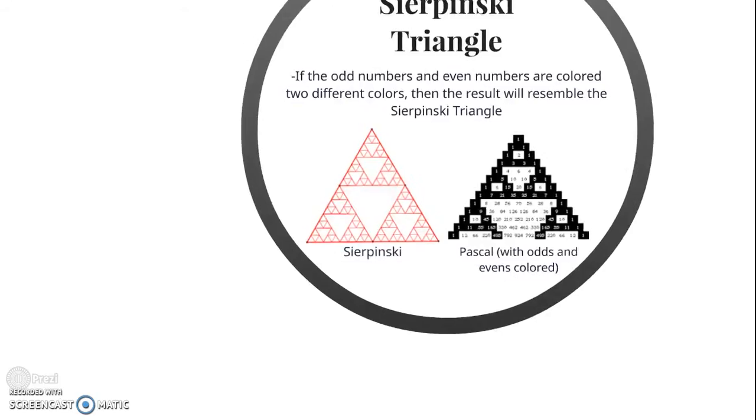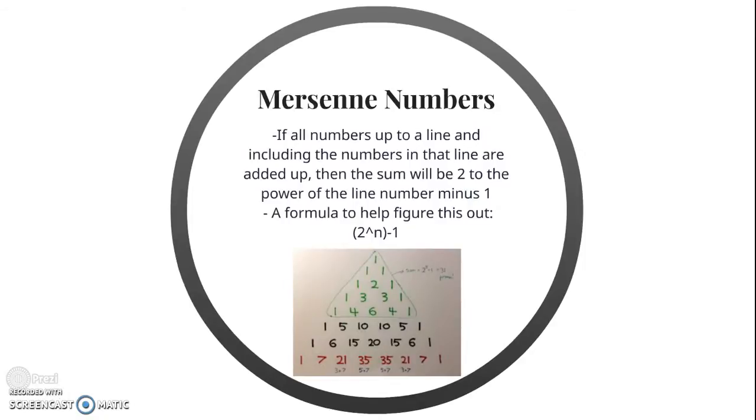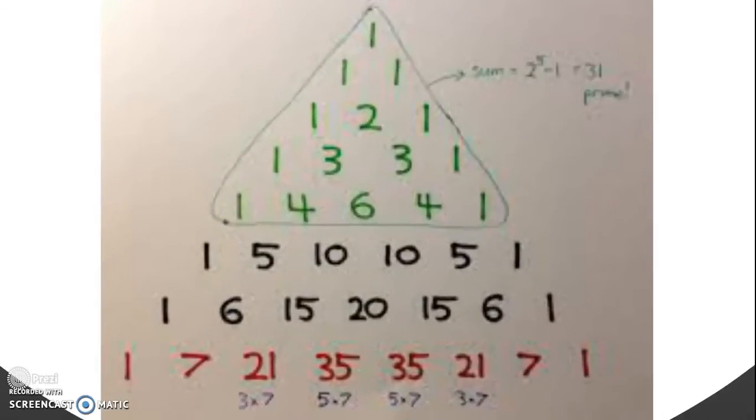Alrighty, the last one is Mersenne numbers, which are prime numbers based off of the formula 2 to the n minus 1. I think the picture shows it really nicely. If you add up all of the numbers up to a line, that should equal 2 to whatever line number that is, minus 1. So it's kind of scratchy, but if you see in the picture, all of these numbers should add up to 31. And then it's a little hard to see, but the equation over here shows 2 to the 5th minus 1 equals 31.